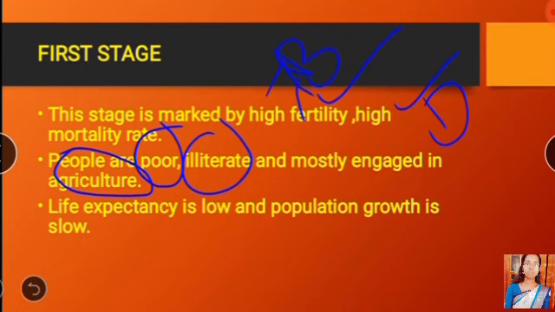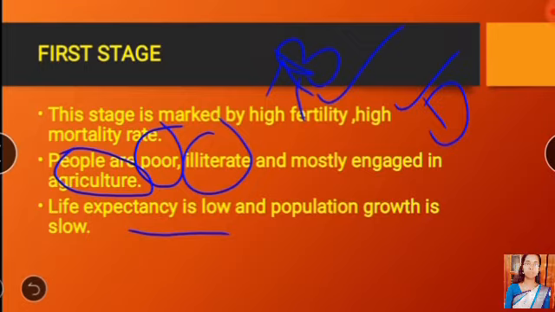So the first stage of demographic transition is marked by high fertility rate, high mortality rate, the people are poor, illiterate and mostly engaged in agricultural activities, and also the life expectancy is low. So the population growth is also slow. There is no wide gap between birth rate and death rate, so the population growth is also very slow. You got it?